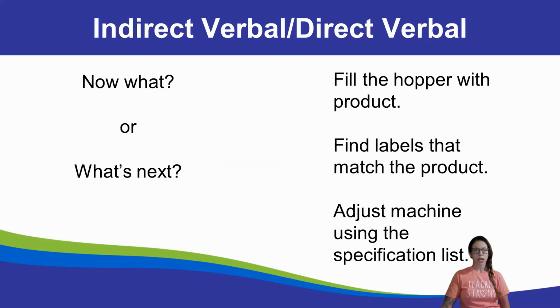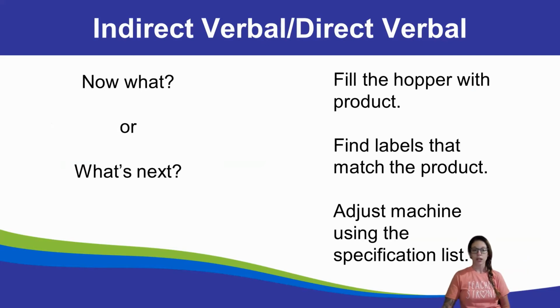Direct verbal. Direct verbal is a common form of prompting, especially in the education setting. We use them all the time. In education, we like to tell students exactly what we want them to do. The problem with this is it is much harder to fade when a student is used to or expects someone to tell him or her exactly what to do.